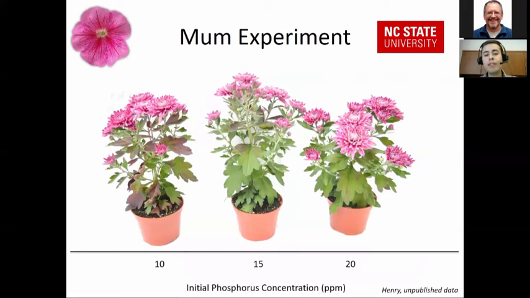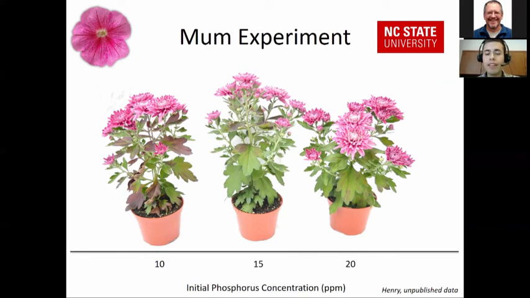And we did the same experiment with a different cultivar. This is Crystal Misty Purple. And you can see that it really reacted very differently than the yellow cultivar. And it's important to note that these mums were grown at the same time on the same bench. So they had the same conditions for growing.